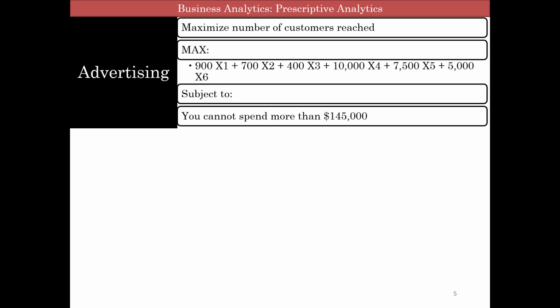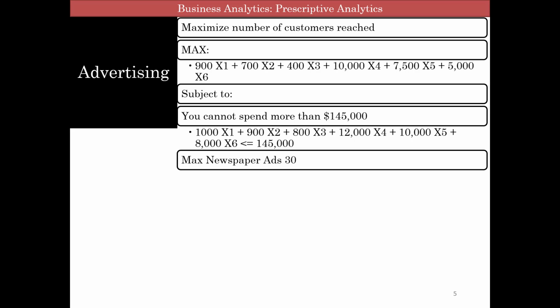Subject to, you cannot spend more than $145,000. And therefore, you've got to take the cost of each ad. So 1,000 for each X1, in each newspaper ad up to 10. So 1,000 multiplied by X1 plus 900 multiplied by X2 plus 800 multiplied by X3 and so on. 12,000 is the TV ad, 12,000, 10,000, and 8,000 are the number of TV ads. That's less than 145,000. Also, newspaper ads, you can't do more than 30.